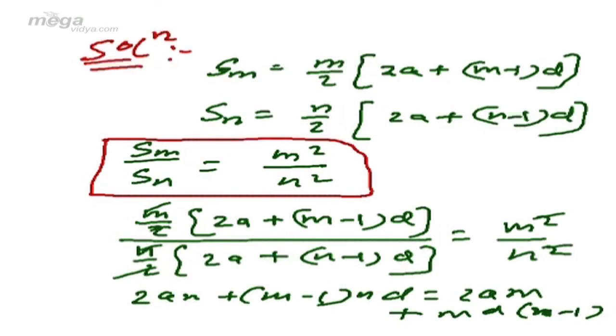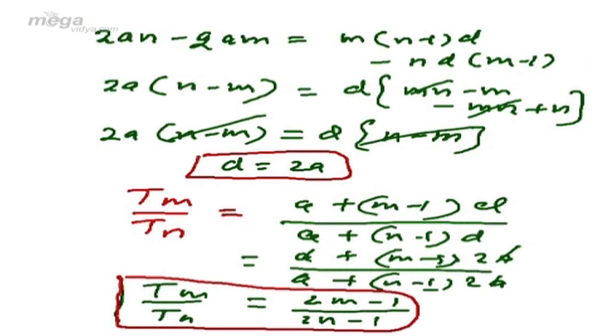Again I am telling the solution of this question. You know already Sm is m by 2 into 2a plus m minus 1 into d. Sn is n by 2 into 2a plus n minus 1 into d. And the ratio Sm upon Sn is equal to m square by n square. Again we put Sm and Sn here. Then we get 2a plus m minus 1 into d upon 2a plus n minus 1 into d is equal to m by n. Now we cross multiply. Then we get 2an minus 2am is equal to this. By solving this, we get d equal to 2a.